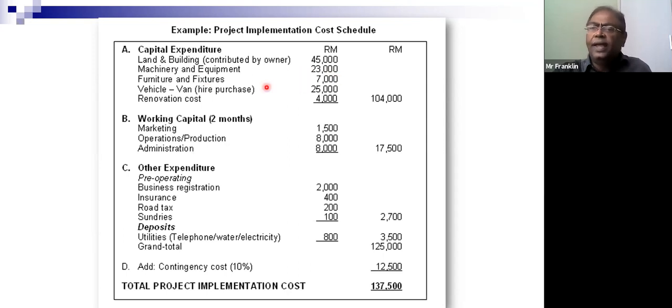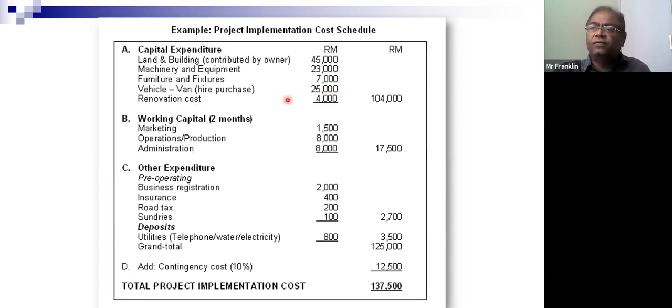Okay. Vehicle. They mean they're going to supply something. They mean they're manufacturing something. At the same time, they are also getting a van when you buy on hire purchase. Hire purchase means the cost of the van is 25,000. When is this? Where can you buy a van for 25,000? This is old, is it? 35,000 cannot buy a van, is it? Then renovation cost is 4,000.